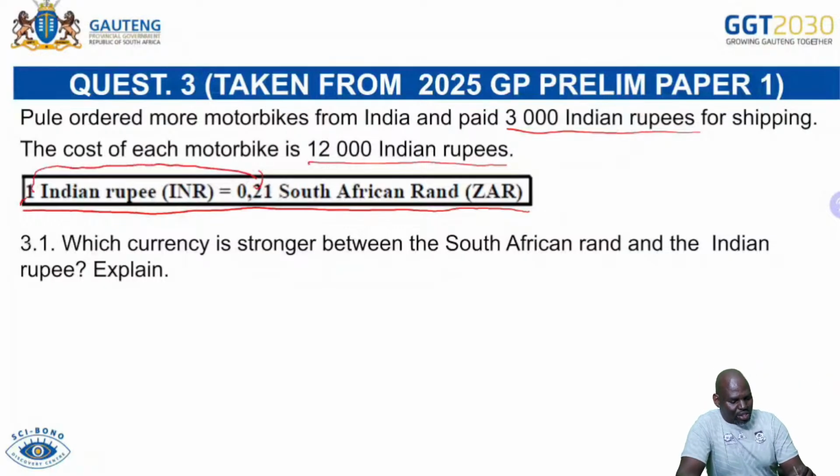So for this one, 3.1 is which currency is stronger between South African rand and the Indian rupee. So if somebody from India will bring a lot of rupees to South Africa, then they have to exchange. That person will get less number of South African rands. So it means that money, when it comes to South Africa, it actually becomes less. So in this case, South African rand is stronger.